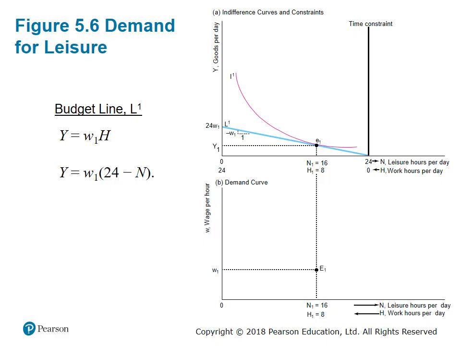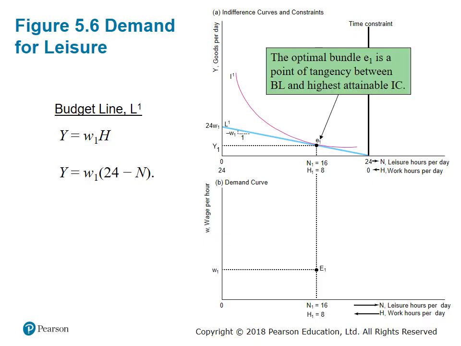What is Jackie's best choice? Given her budget constraint L1, the highest attainable indifference curve is I1. So the optimal point is the bundle E1, which is the tangency between them. At E1, Jackie has 16 hours of leisure, and we can calculate that she works for 24 minus 16, and that is 8 hours. She earns an income equal to Y1. Can you calculate the value of Y1? Well, it is the number of hours that she works, which is 8 hours, times the hourly wage, W1. So Jackie's earned income is 8 times W1 in this case.